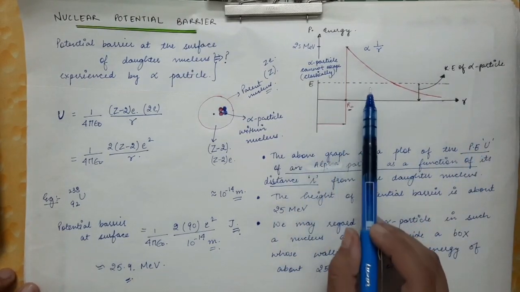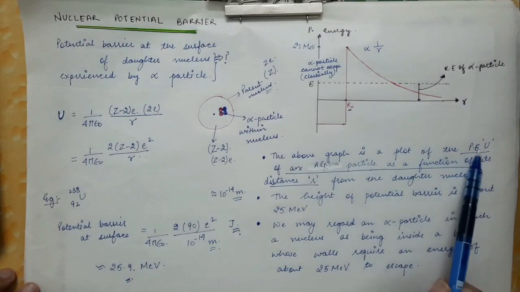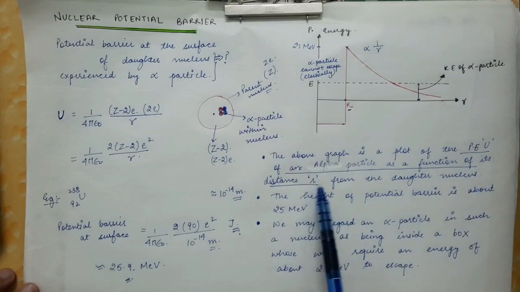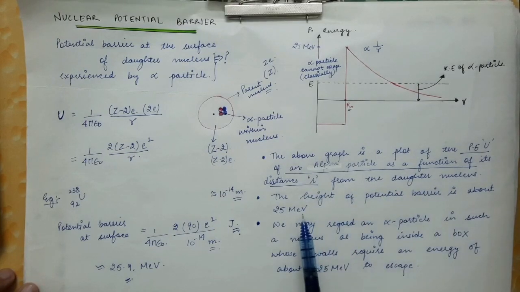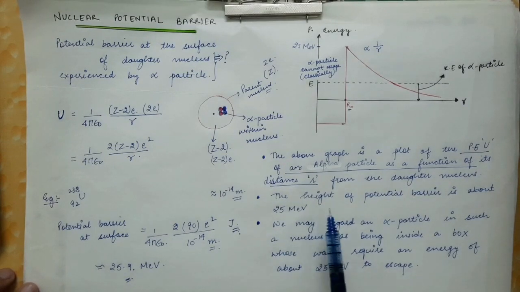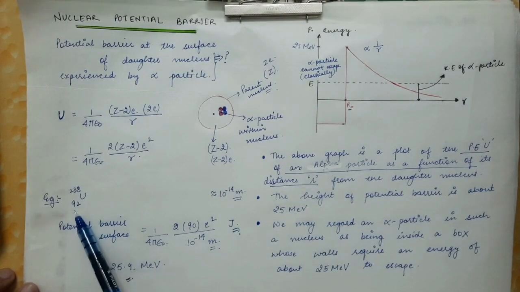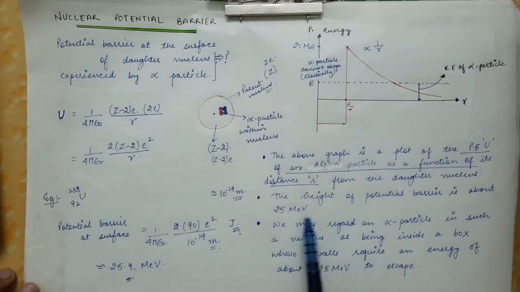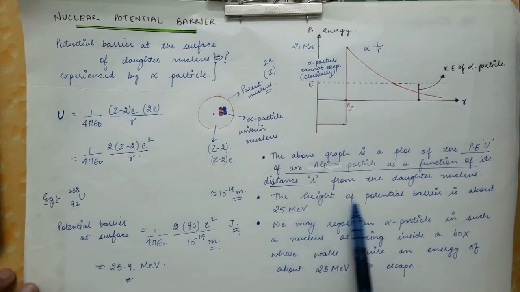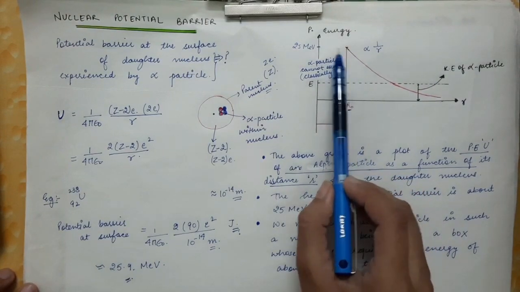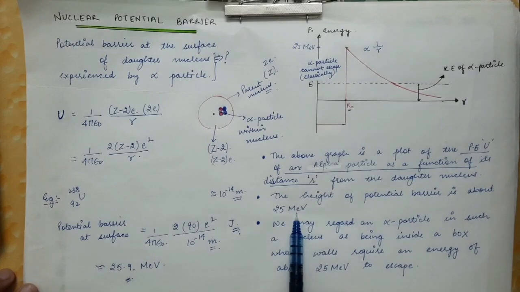and it keeps on decreasing and approaches 0 at r equal to infinity. So this graph is a plot of the potential energy U of an alpha particle as a function of its distance from the daughter nucleus. The height of the potential barrier is about 25 mega electron volt. This we have already seen for the case of uranium, and for any heavy nuclei the potential barrier comes out to be approximately equal to this 25 mega electron volt. So the height of this potential barrier is about 25 mega electron volt.